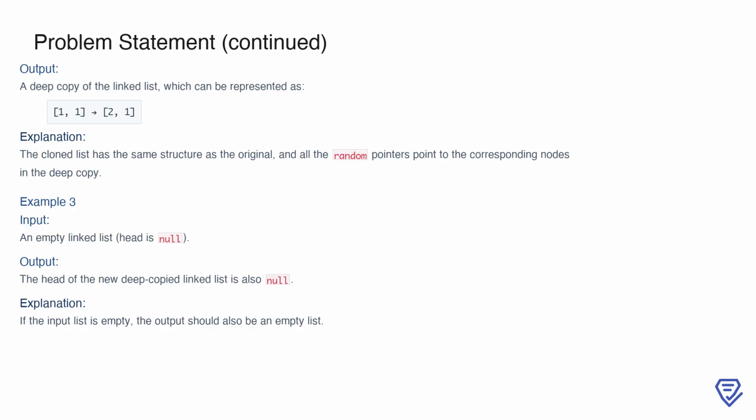Finally, consider the edge case where the input linked list is empty. If the head of the input list is null, there are no nodes to copy. Therefore, the output will also be null, representing an empty deep-copied list. This ensures that the solution handles cases where the list has no elements.